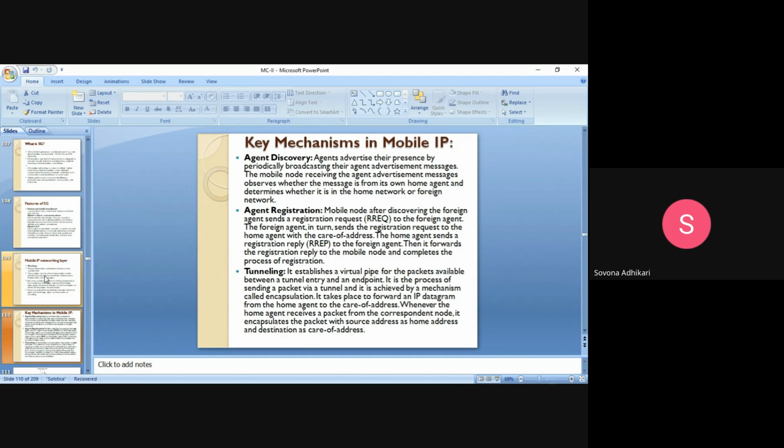So whenever the home agent receives a packet from the correspondent node, it encapsulates the packet with source address as home address and destination as care of address. So now the home agent is sending. The source address is the home address and the destination address is the care of address. Care of address means the address of the foreign agent.